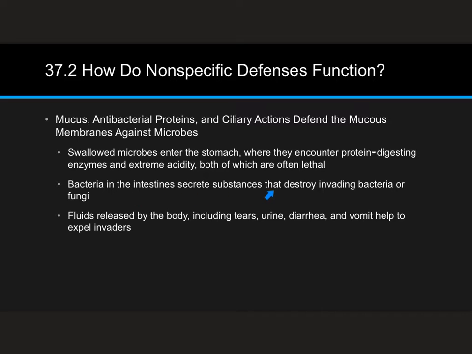Bacteria in the intestines secrete substances that destroy invading bacteria or fungi. So if it makes it past the stomach, there's still stuff in the intestines that's designed to break this down. And then where does it go when it's breaking this stuff down? Fluids expelled by the body, including tears, urine, diarrhea, and vomit, help expel invaders. So when you get sick and these sort of things are happening, it's your body's attempt to try to rid itself of the invaders, okay? That's what's going on there.